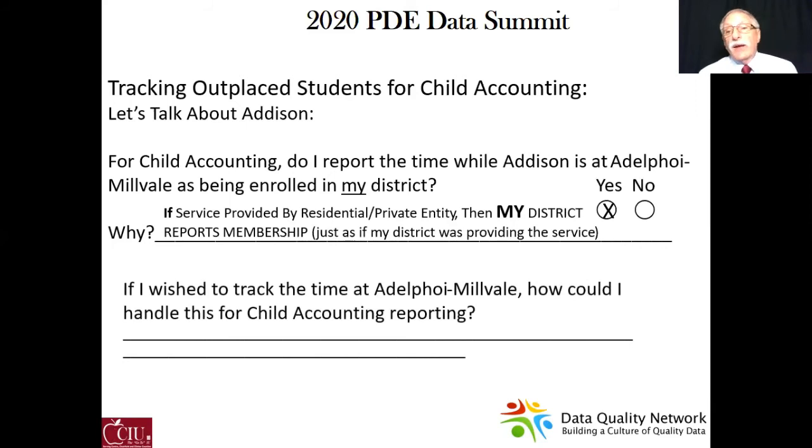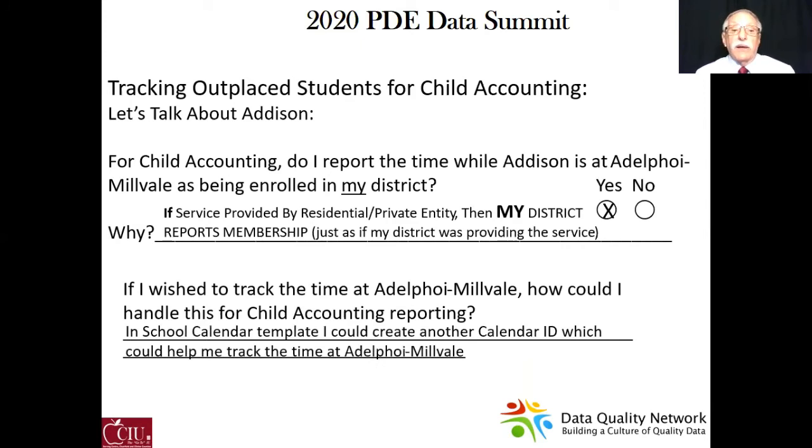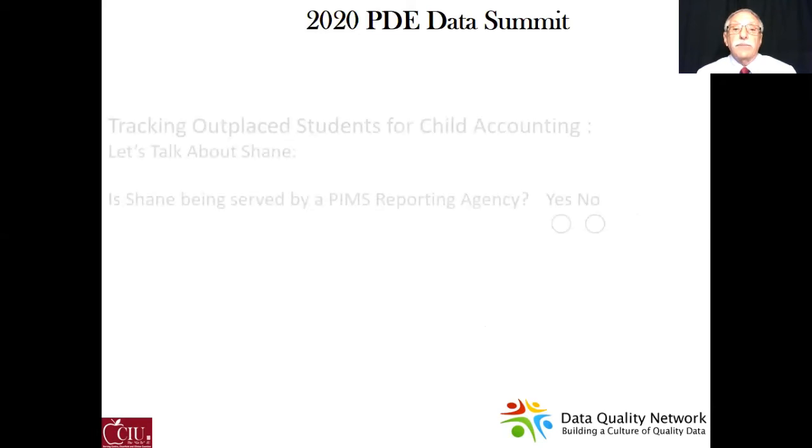So if I wish to track this time where Addison is at Adelphi Millville, how could I handle this for child accounting reporting? Well, one thing I could do is create a calendar ID to identify the location as Adelphi Millville, and that would help me track him at that facility.